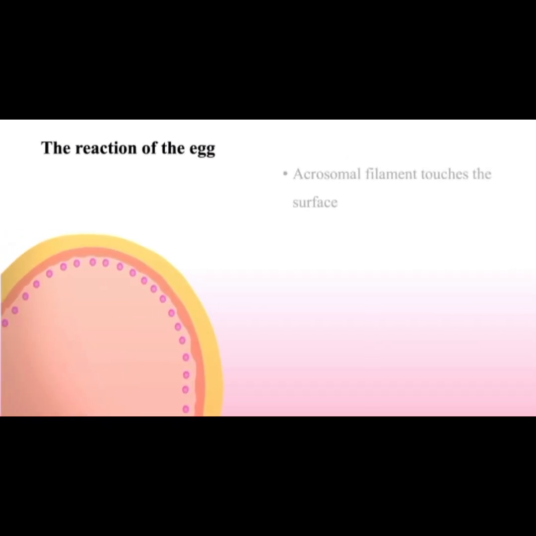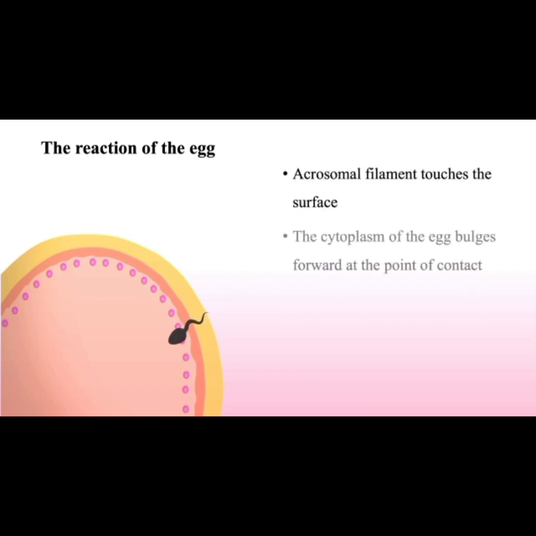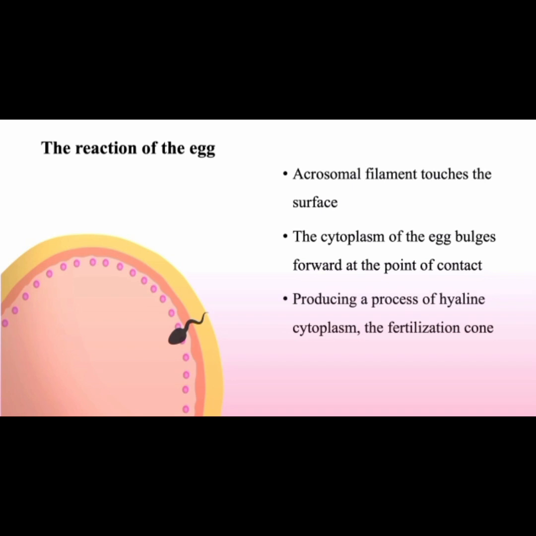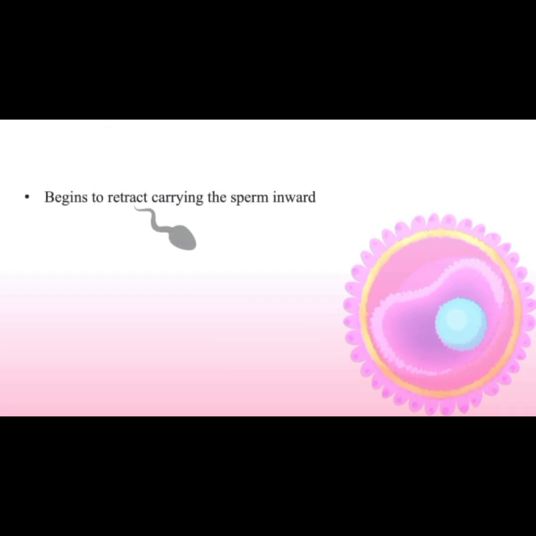The reaction of the egg. Immediately after the acrosomal filament of the spermatozoon touches the surface of the egg, the cytoplasm of the egg bulges forward at the point of contact, producing a process of hyaline cytoplasm, the fertilization cone. The fertilization cone gradually engulfs the spermatozoon, then begins to retract, carrying the sperm inward, surrounded by the hyaline cytoplasm of the fertilization cone.